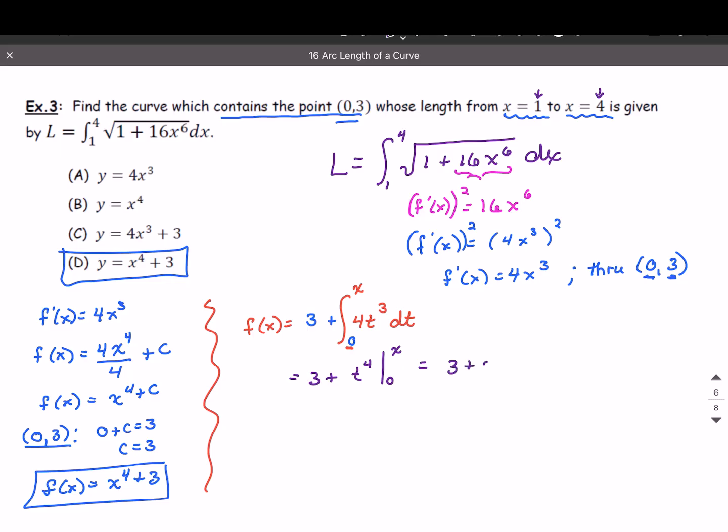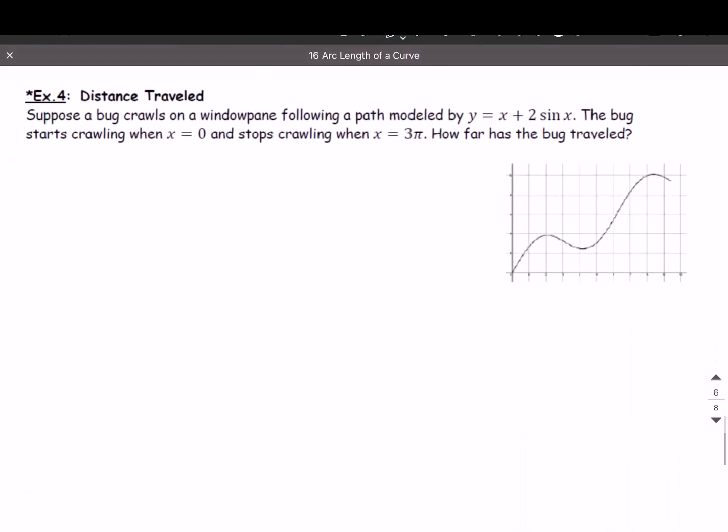So we have 3 plus x to the 4th minus 0 to the 4th, and lo and behold, we get the same answer for f of x. And it is up to you which method you prefer. Okay, I have two more questions for you.